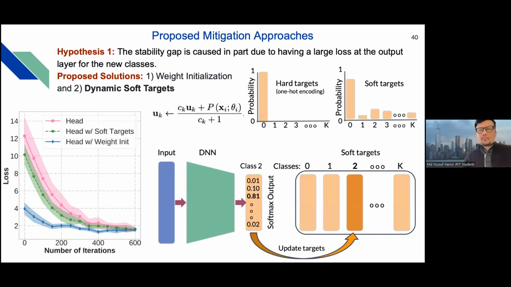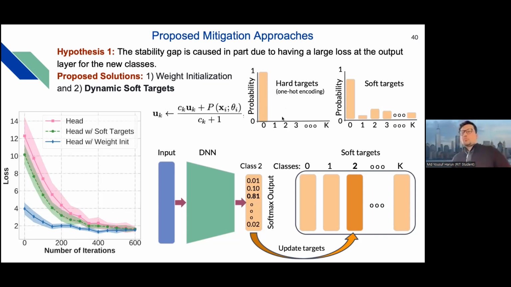And the second approach is dynamic soft targets. The common practice to train a neural network is using hard targets, that is, one-hot encoding. So basically you have a maximum signal for the ground truth class, and all the other classes are suppressed.